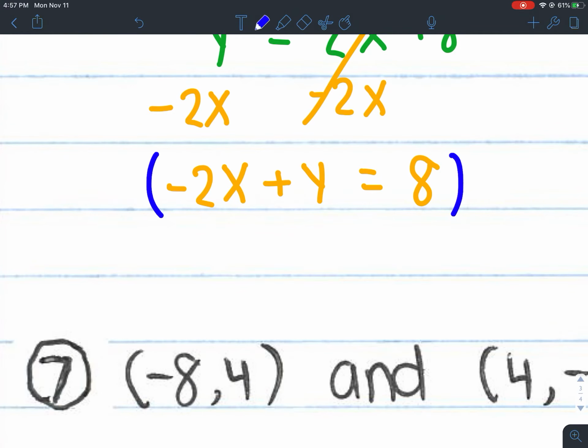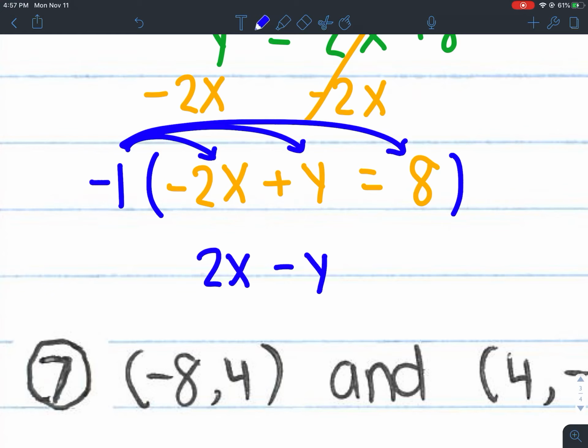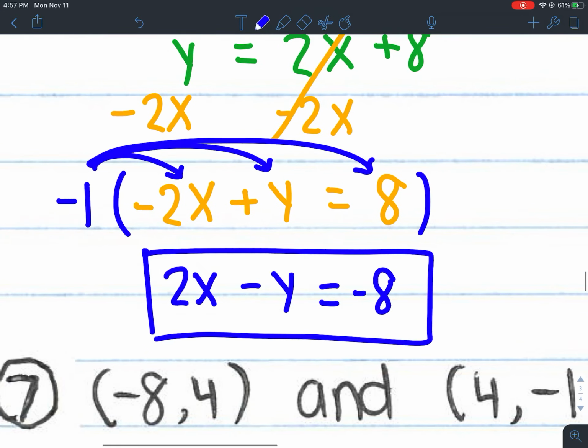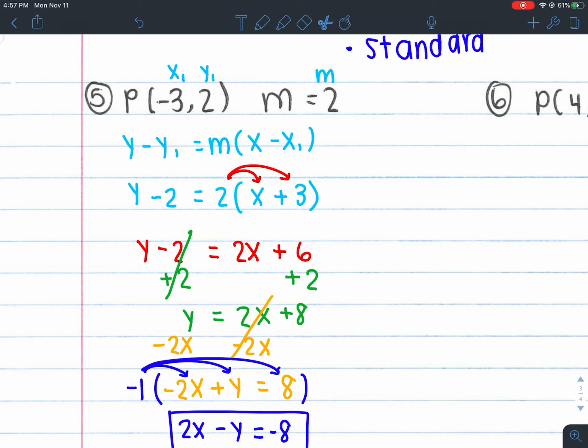And the way to get rid of a negative is to multiply everything by negative 1. Negative 1 times negative 2x is going to be positive 2x. Negative 1 times y is negative 1y, or just negative y. And then negative 1 times 8 is going to be negative 8. And now this is in standard form. So you got to make sure all of those requirements are met, or it's not going to work out.